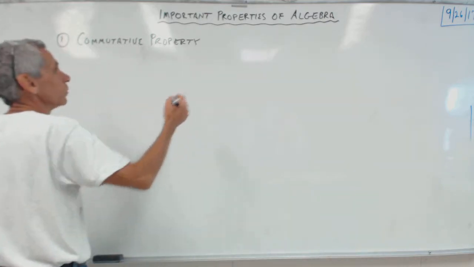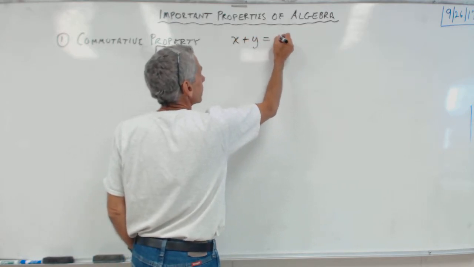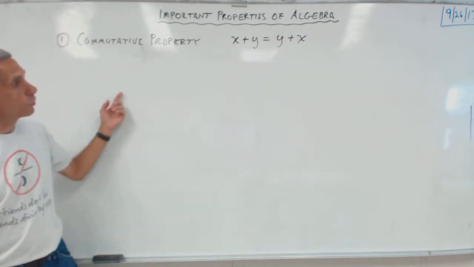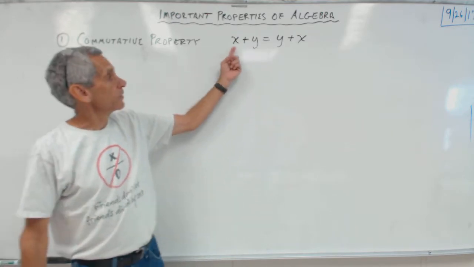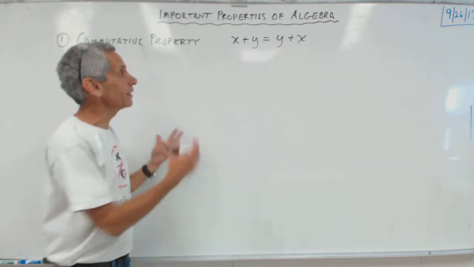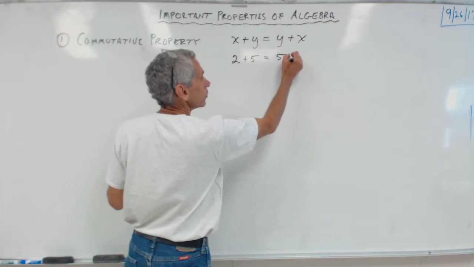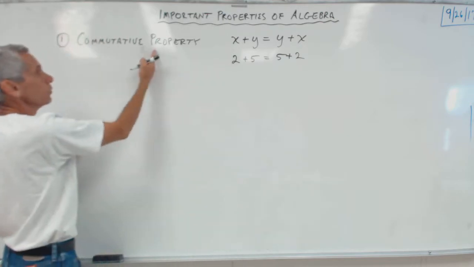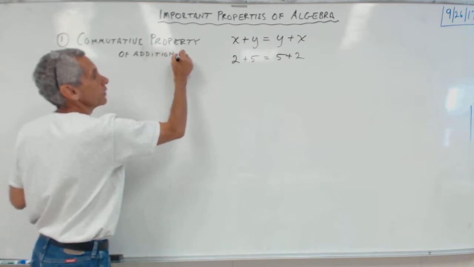So this is what the property actually looks like. x plus y is equal to y plus x. That is the commutative property of addition. Notice x changed places with y, but it's totally legal. Let's try it with numbers. 2 plus 5 is equal to 5 plus 2. Is that true? Absolutely true. So this is called the commutative property of addition.